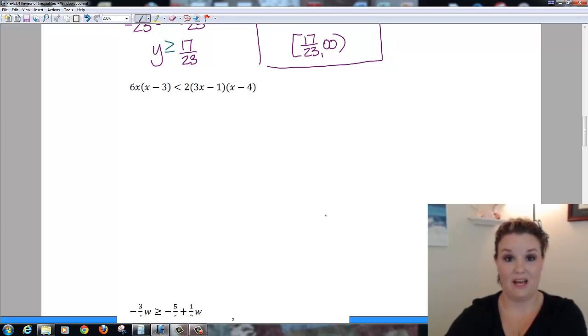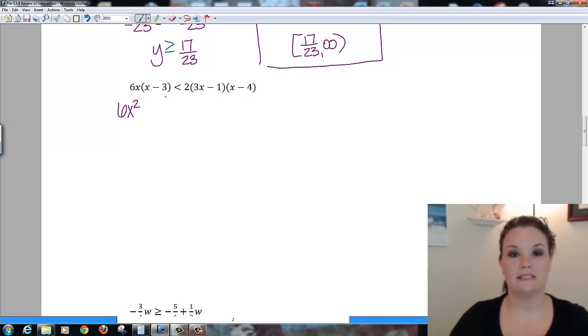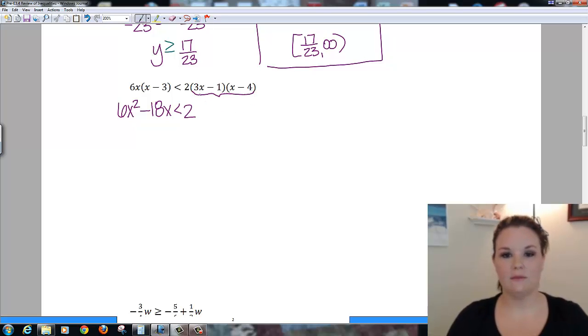It needs some simplifying. So before I can solve for x, I need to go ahead and distribute out all these quantities. So on the left-hand side, when I distribute 6x, 6x times x is 6x squared. 6x times -3 is -18x. Okay, and then on this side, I'm going to go ahead and distribute out these two quantities first, and then whatever that equals, then I'll distribute the 2 in.